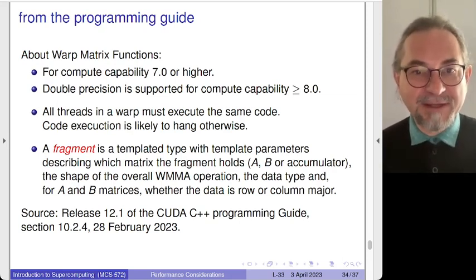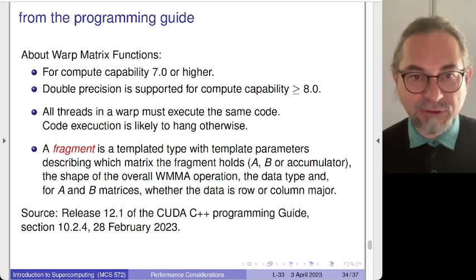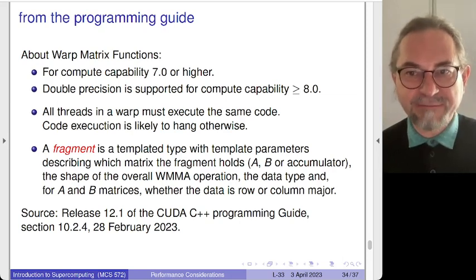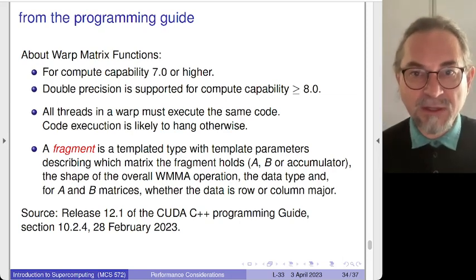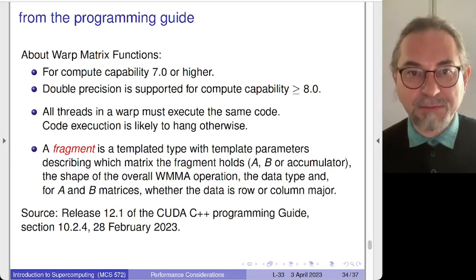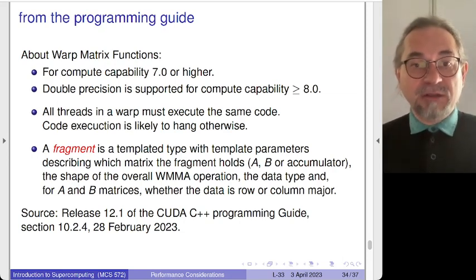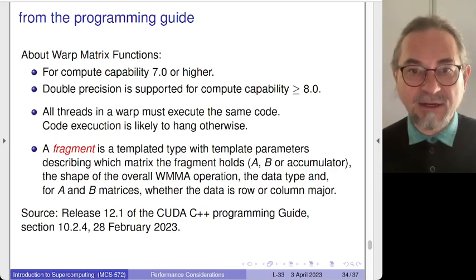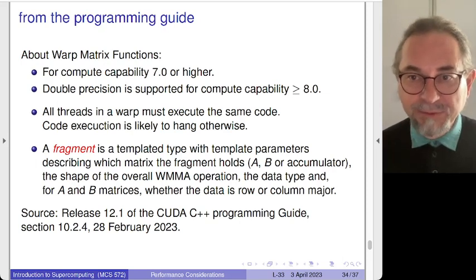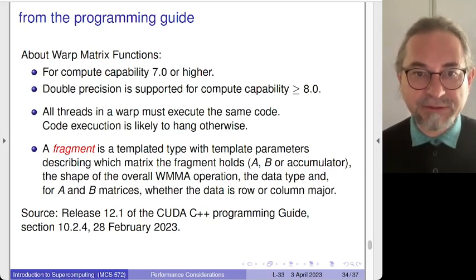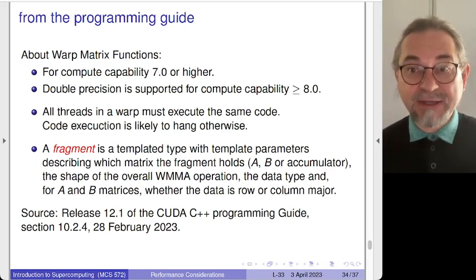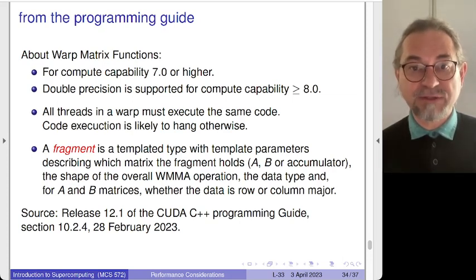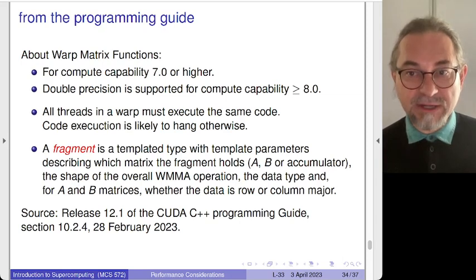The programming guide says you can do this for compute capability 7 and higher, which is Volta. Pascal is compute capability 6. Double precision is supported for compute capability 8. We talked about thread divergence. You had better not go overboard with thread divergence here. You can still have branchings, but you must ensure that all threads within a warp execute the same code.